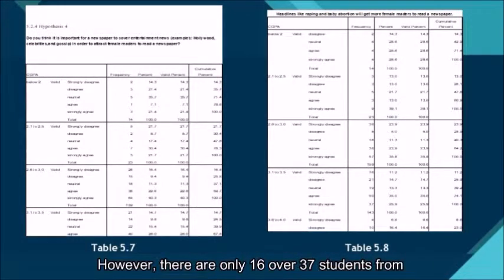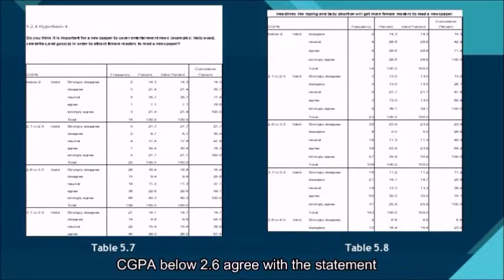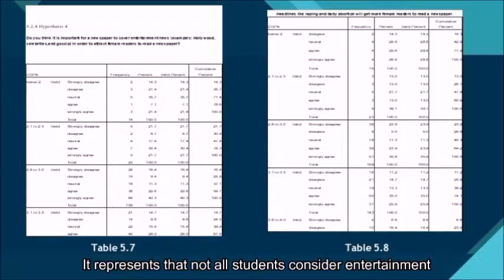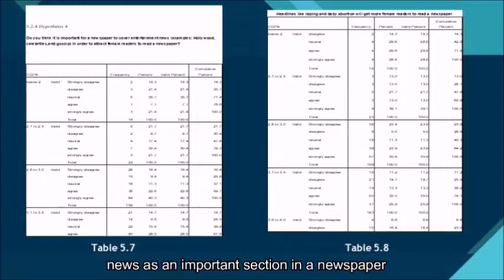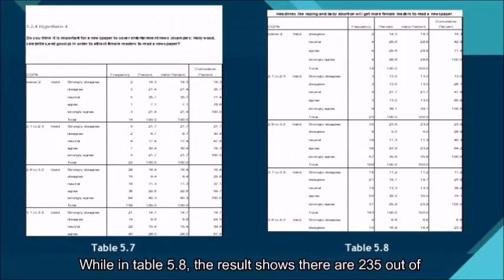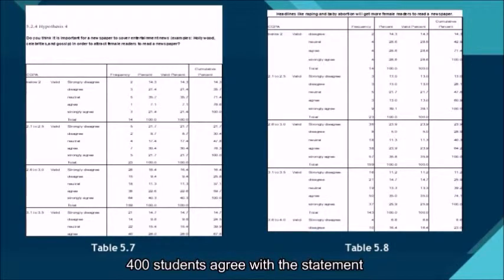However, there are only 16 over 37 students from CGPA below 2.6 agree with the statement. It represents that not all students consider entertainment news as an important section in a newspaper. While in Table 5.8, the result shows that there are 235 out of 400 students agree with the statement.